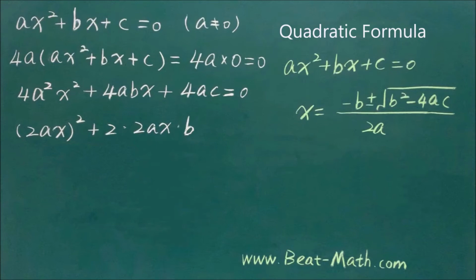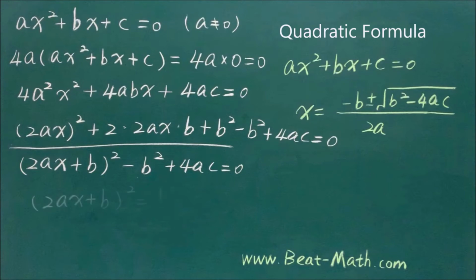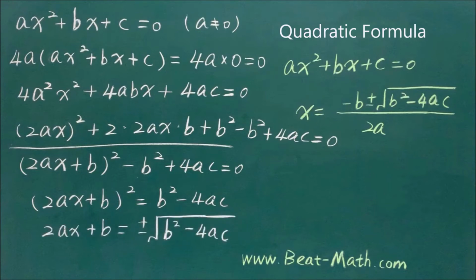To do this, we just need to add and subtract b squared at the same time, which becomes the complete square, (2ax plus b) squared minus b squared plus 4ac equals 0. Move 4ac to the right side by changing its sign to get (2ax plus b) squared equals b squared minus 4ac. Take the square root on both sides and get 2ax plus b equals plus or minus the square root of b squared minus 4ac.